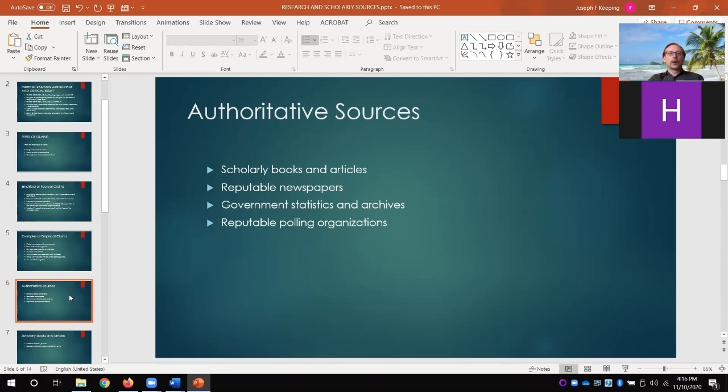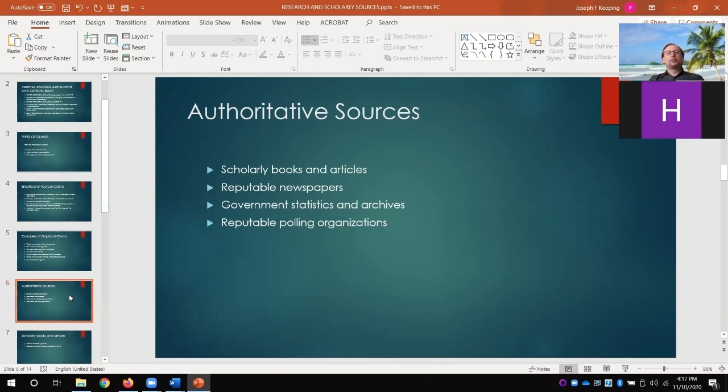So here are some examples of authoritative sources. Scholarly books and articles. I'll talk about them some more in a minute. Reputable newspapers. Newspapers are good places to look for straightforward factual claims. When it comes down to it, the job of a newspaper is to report the news, which basically means stuff that happened. So newspapers should be reliable when it comes to determining whether or not something happened, like what share of the vote that Biden got in the recent US election. A newspaper should be a reliable source for that.